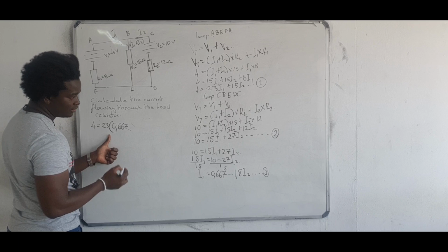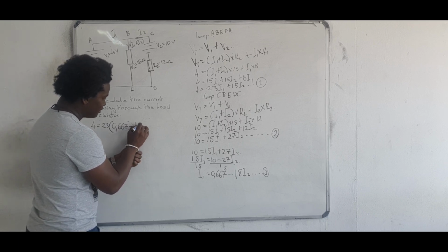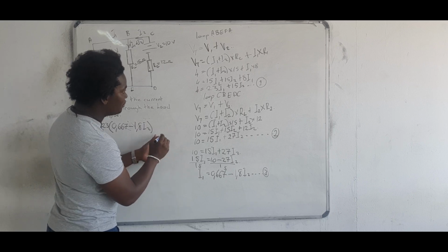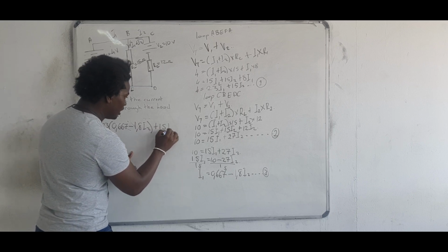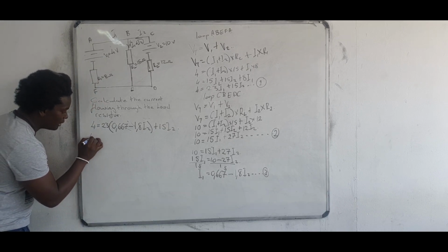0.667, right? 7 minus 1.8 I2. I2, that is correct. And then that is the plus 15 I2. That is perfect. Now let's move on with the mathematics.